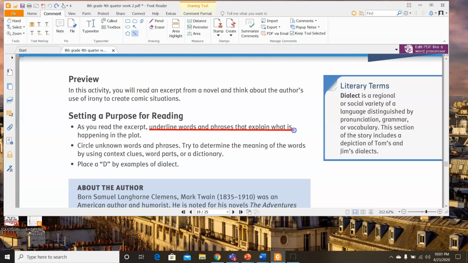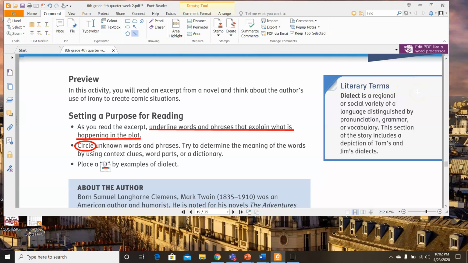So I'm going to go ahead and underline that so that we remember that underlines go with what's happening in the plot. Then we're going to be circling unknown words and phrases and trying to figure out what those words mean based on context clues, word parts, or a dictionary. And then we're also going to place a D by examples of dialect. Now, you may not know what dialect means, but that's okay because it's listed right over here.